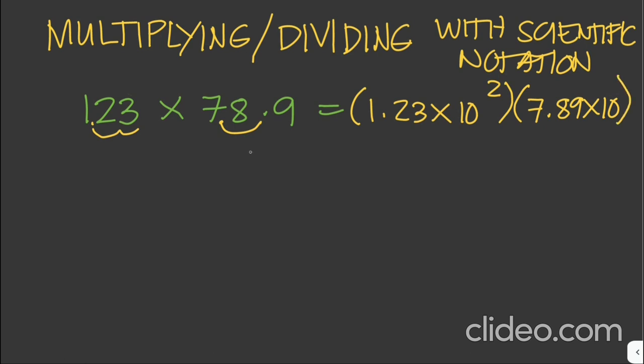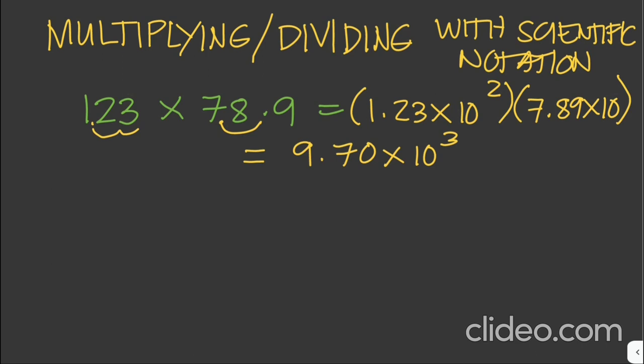And now we can perform the operation. We can multiply 1.23 times 10 squared times 7.89 times 10. And this would give us an answer that is 9.70 times 10 cubed, because we just have to add the exponents when we multiply numbers in scientific notation.